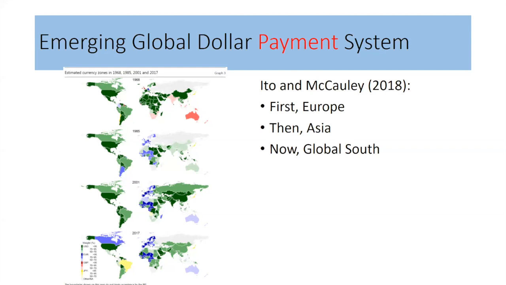this is an image from Ito and McCauley showing the expansion of the dollar payment system from 68 to 85 to 2001 to 2017, through vicissitudes, through crises, expansion. The first project after World War I was uniting the United States dollar system, the domestic dollar system, with the European system, and that was Charlie's period. But subsequently, Asia, expansion of the dollar system, integrating with Asia, and now since the financial crisis, the global South, as I mentioned. So we see in the long sweep of history that the dollar system is expanding geographically.